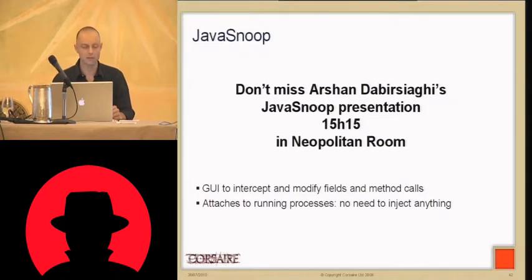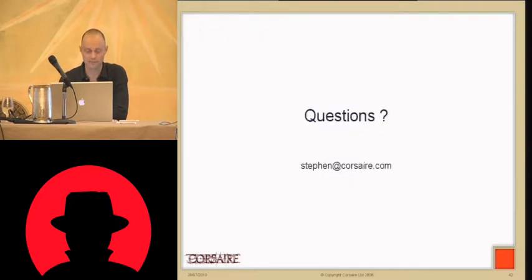I want to close with a mention of Arshan's talk, which is happening in the Neapolitan room in just a few minutes. Now, I didn't mention Java Snoop because it hasn't been released yet. It will be released in a few minutes. It's really a GUI that makes a lot of the functionality that I took out of the bean shell available. It's an easy to use GUI application. You don't need to inject anything. It will automatically let you select from a list of running Java processes, select the process, and you can then intercept method calls, you can set fields, you can do all sorts of fancy stuff with it. So I recommend you attend his talk if you're interested in the subject.